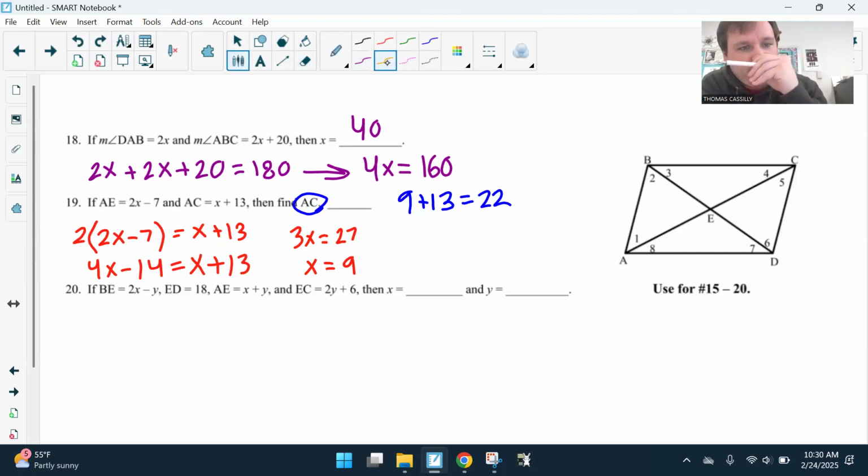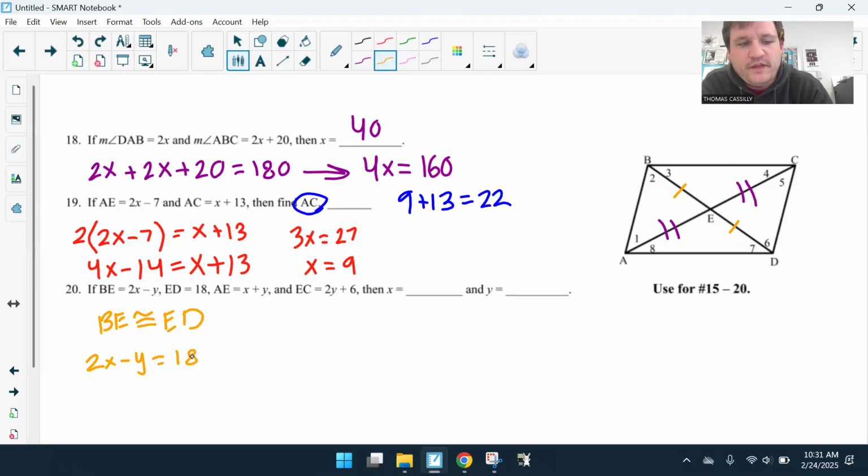All right, last one. If BE is 2x minus y, ED is 18. All right, so they're giving us some diagonals. All right, AE is x plus y, and EC is 2y plus 6. All right, so we know in this picture, I got BE. Since, again, this is a parallelogram, BE is congruent to ED. All right, so let's use that idea. So I got 2x minus y equals 18.